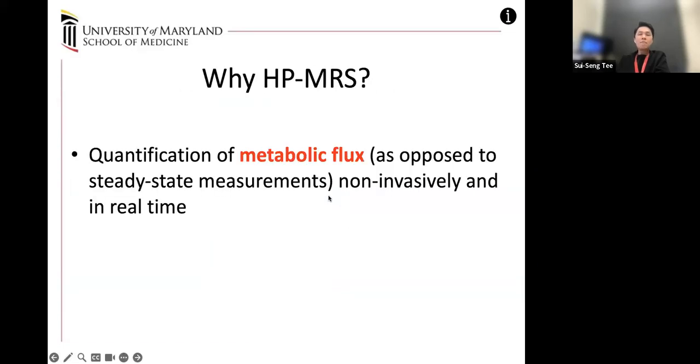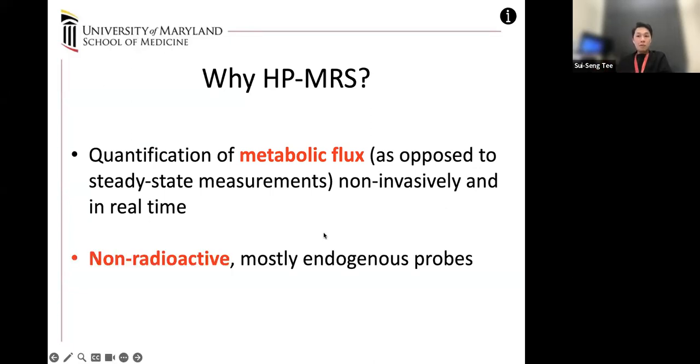So, what are some examples of the things that we can see, and why is hyperpolarized MR so unique, right? I think a really important distinction here is that hyperpolarized MR allows you to measure metabolic flux, right? A lot of metabolic techniques measure metabolic steady states, right? And I think there is a difference between flux, the conversion of one metabolite to another, versus concentration measurements of what's already there.